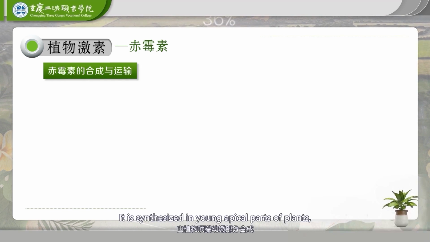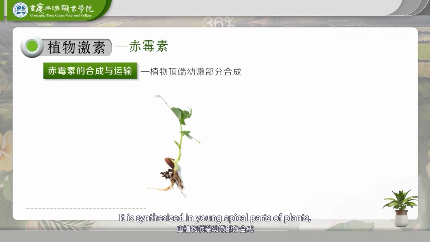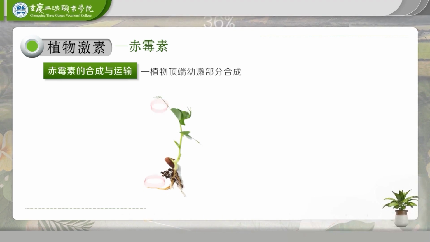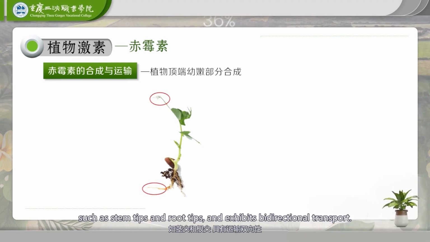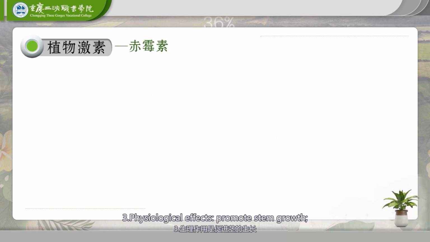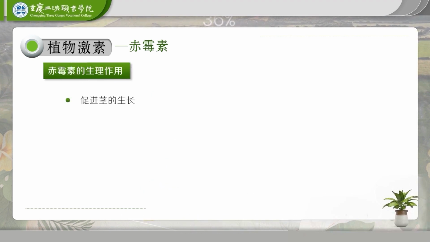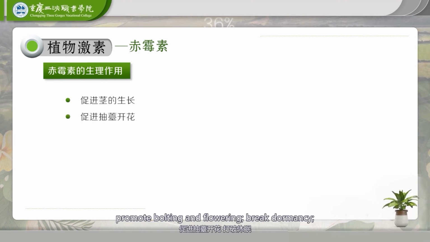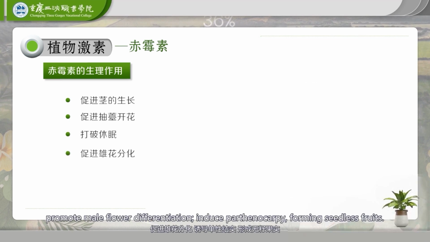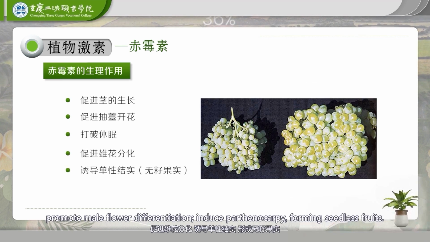Synthesis and transport of gibberellin. It is synthesized in young apical parts of plants, such as stem tips and root tips, and exhibits bidirectional transport. Physiological effects: promote stem growth, promote bolting and flowering, break dormancy, promote male flower differentiation, induce parthenocarpy, forming seedless fruits.